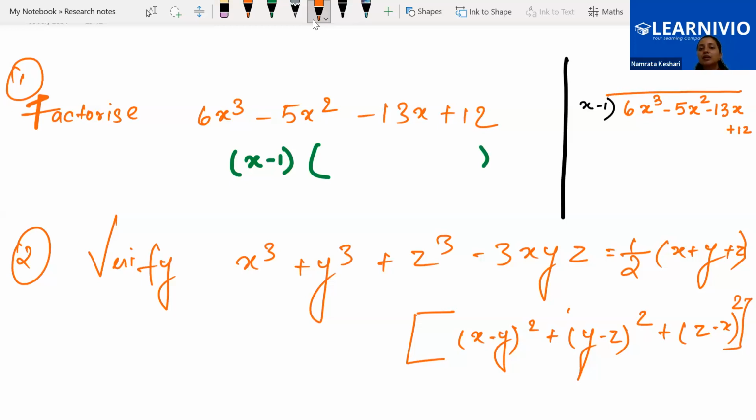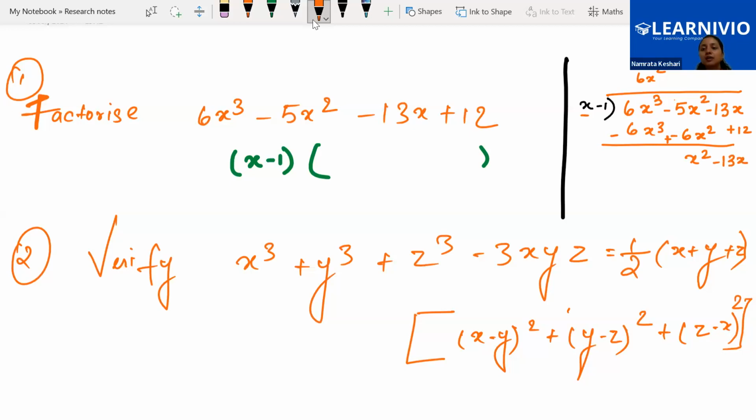What shall we take over here, Samya? What shall we take in the quotient part, the first term? Ma'am, it should be 6x square. Yes. It will be 6x cube minus 6x square. We take the subtraction sign, which will change the other sign as well. 6x square minus 5x square is just x square, minus 13x we are having.